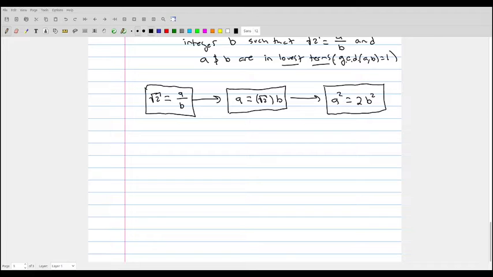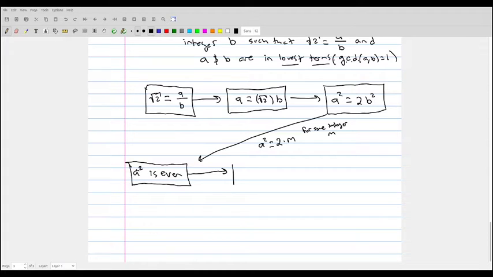Now, this is a very interesting statement because it tells us that a squared is even. This is because any even integer is expressible as 2 times m for some m. So because a squared is equal to 2 times b squared, this is just saying that a squared is equal to 2 times m for some integer m, and therefore a squared is even.